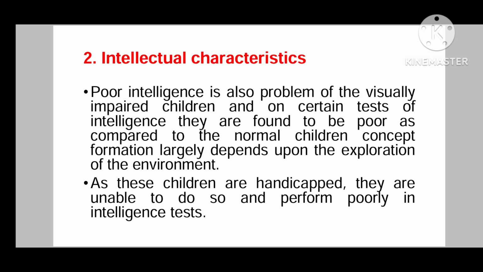Intellectual characteristics. This is the second important characteristic of visually impaired students. Poor intelligence. They have poor intelligence. Poor intelligence is also a problem of visually impaired children, and on certain tests of intelligence they are found to be poor as compared to normal children.